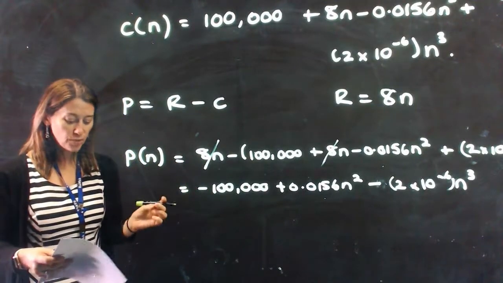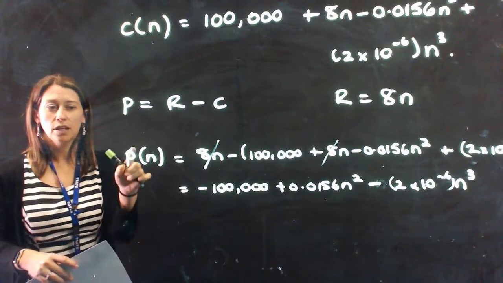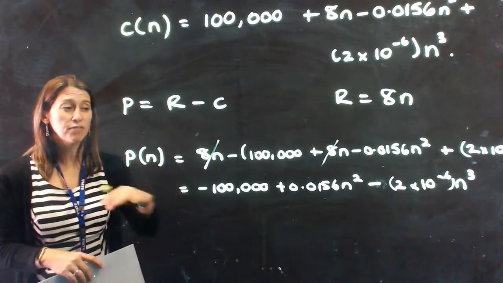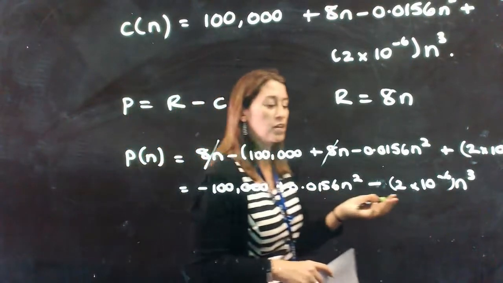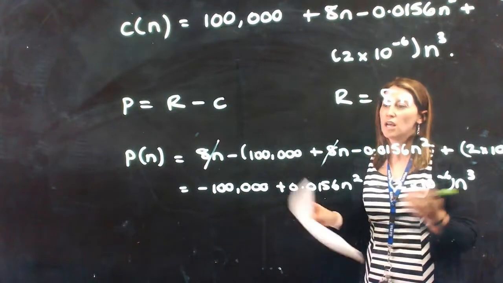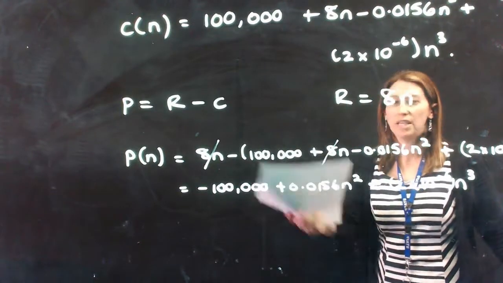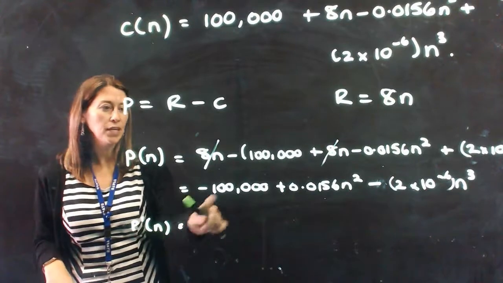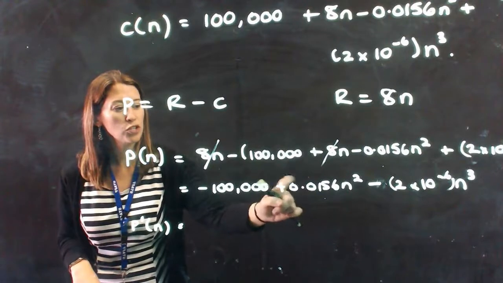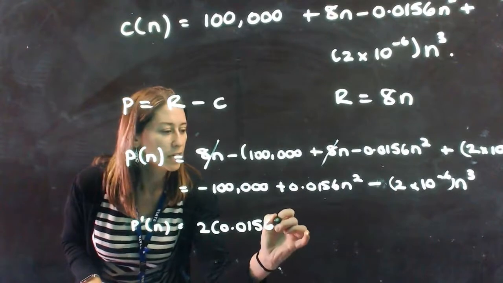Now, the next thing I need to do is, no, I need to be able to differentiate it. So I need to find a function that I can differentiate, because that's what I'm going to do. I'm going to maximize the profit. So I've got to be able to differentiate this function, put it equal to 0 once I've differentiated it. So let's differentiate P of N. So P dash of N then. So this constant disappears when we differentiate. This term, we bring the 2 down, so I'm going to get 2 lots of 0.0156 N.